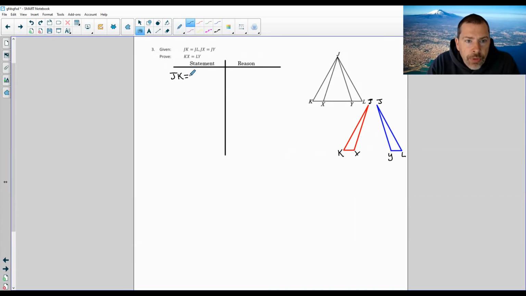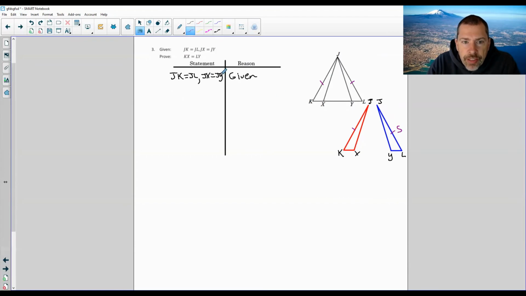JK equals JL, and I'm just going to write them now. JX equals JY, and the reason is given. So the first thing I'm going to do is just fill in my table. JK equals JL. JK is here, JL is here. That is this triangle to this triangle. And I'll label on the blue one, the blue one. That is a side. Okay.